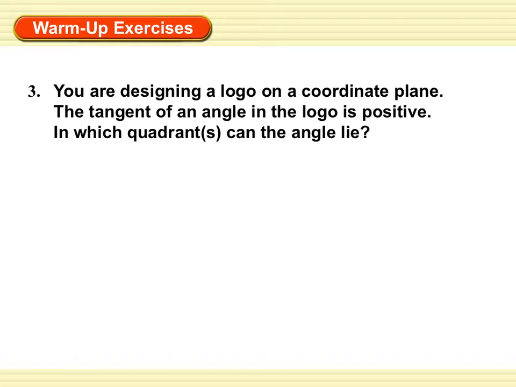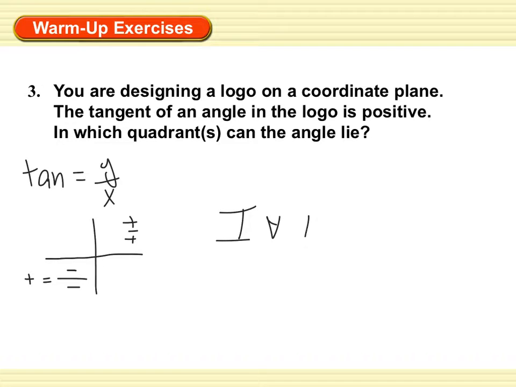You're designing a logo on a coordinate plane. The tangent of an angle in the logo is positive. Which quadrants can the angle lie in? Well, I know that tangent is y over x. So if I look at the coordinate plane, y and x are both positive here, positive over positive. But they're both negative here, negative over negative, which is positive. So both in quadrant 1 and 3, I have positive tangents.